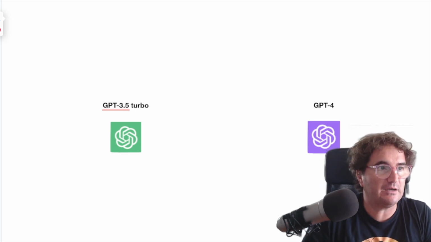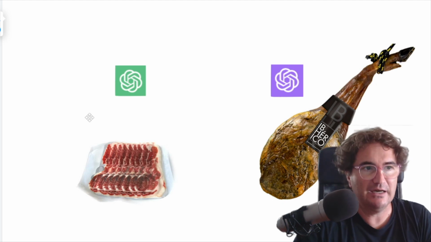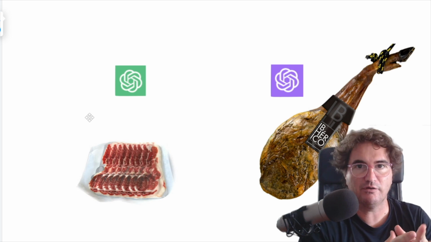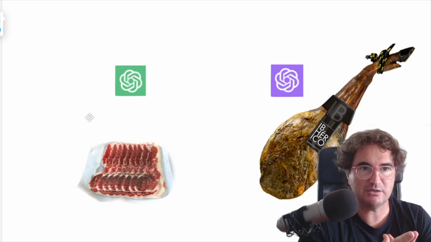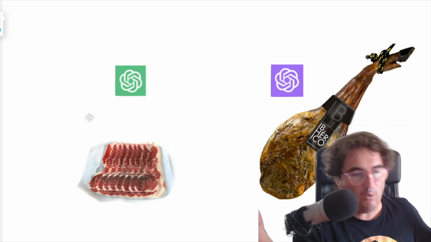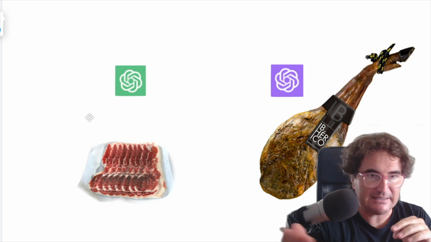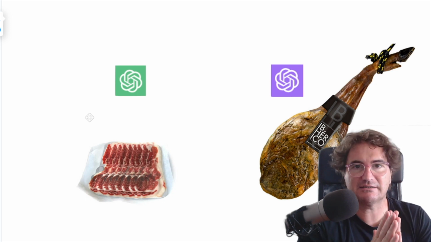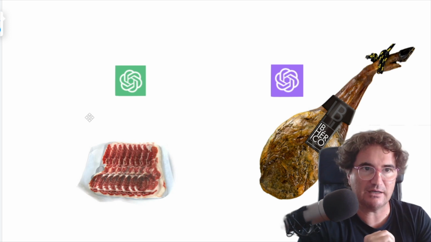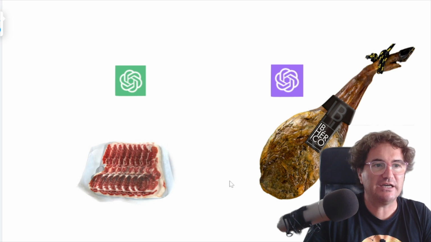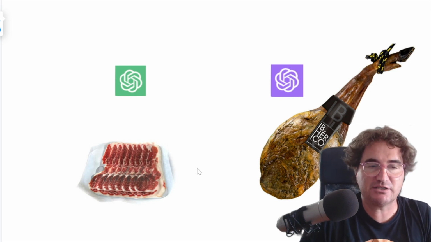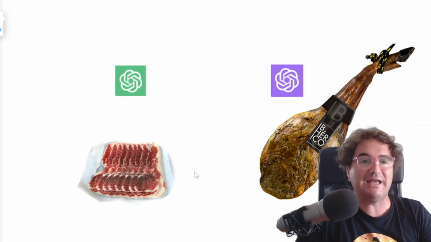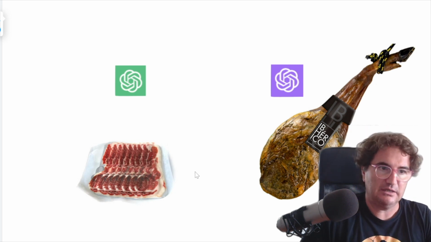So for me, the main difference between GPT-3.5 and GPT-4 is like buying a blister pack of ham in the supermarket, or buying a nice whole Iberico ham and cutting it with your knife, making freshly cut slices of high quality Iberico ham. It's similar, but it's not the same. And if you can afford it, I suggest you use it. If you can afford it and you're going to take advantage of it, I suggest you use it.